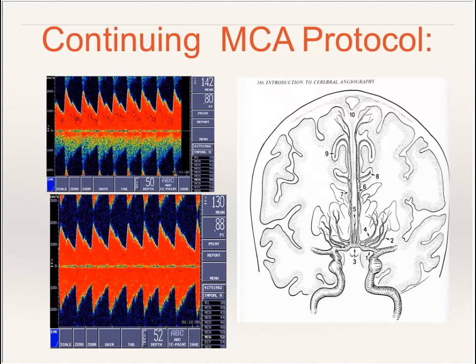So you continue moving towards the midline until you get your nice bidirectional signal, which would be the bifurcation at a depth of about 52. The middle cerebral artery is above the baseline, the anterior cerebral artery is below the baseline, and if you angle inferiorly, that signal below the baseline would actually be the internal carotid, which I'll show you in a moment.